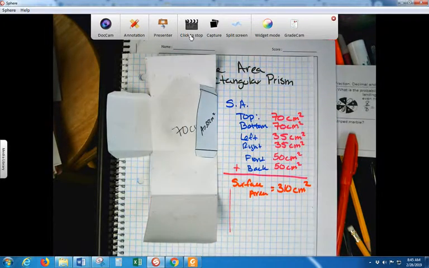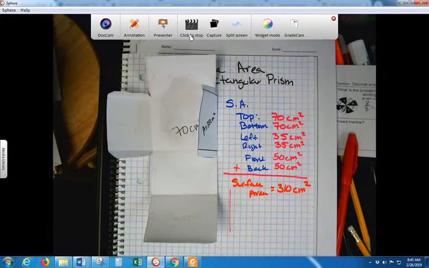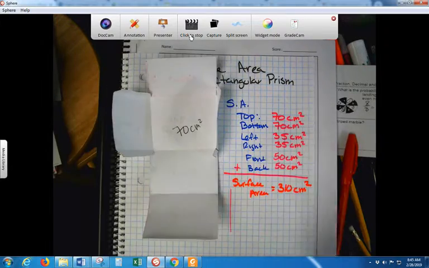Tomorrow we'll do different shapes. This one's the easiest one. So tomorrow we will do a triangle.